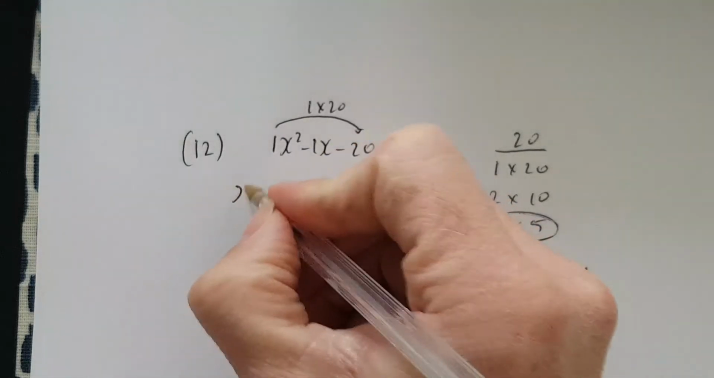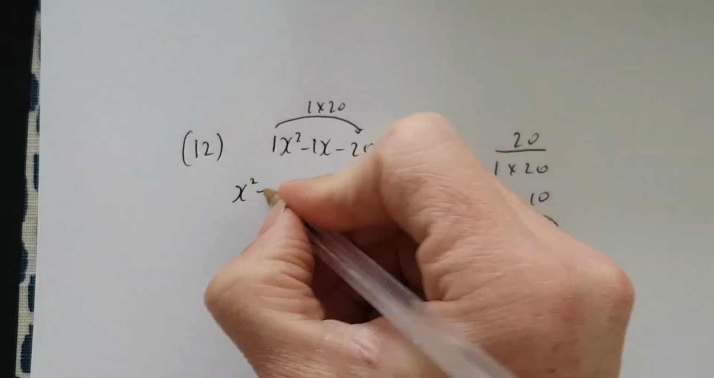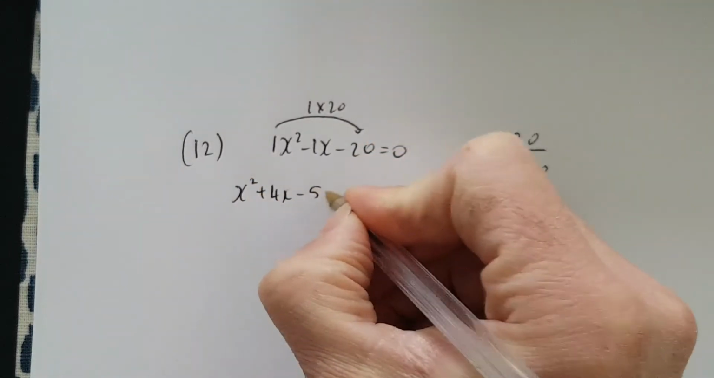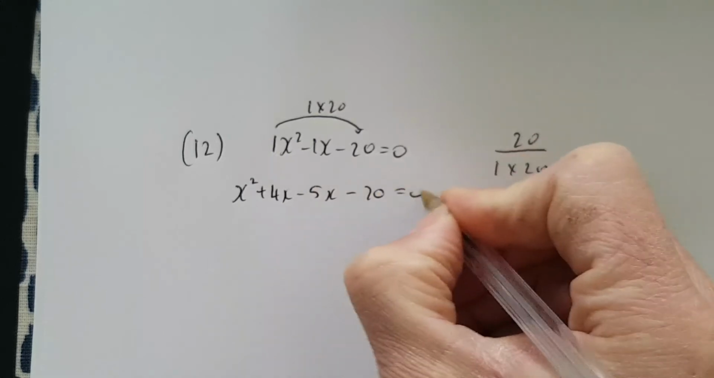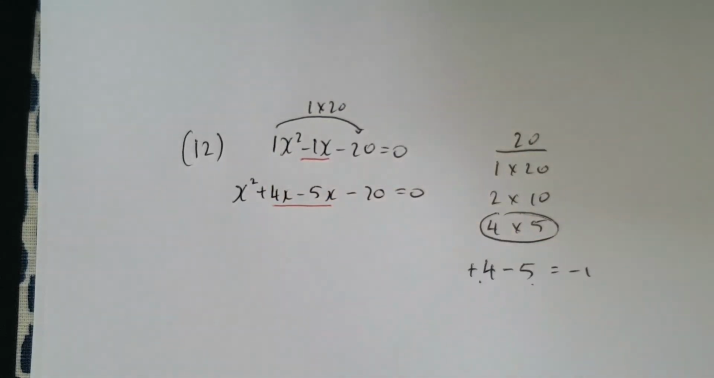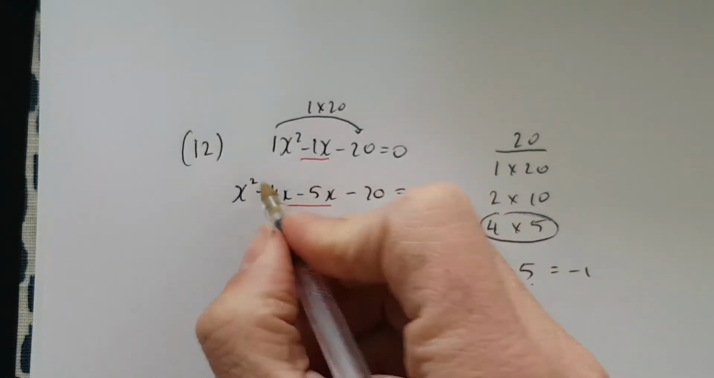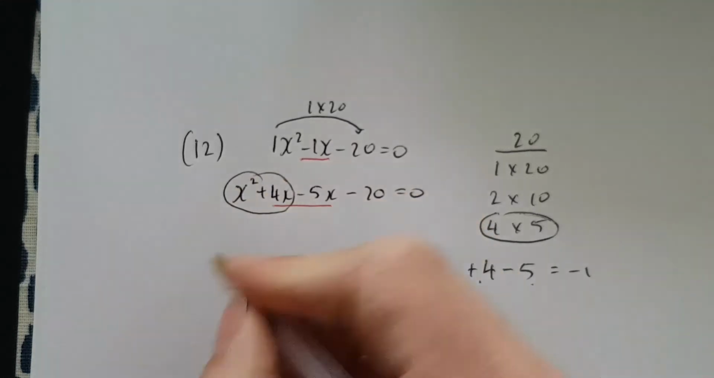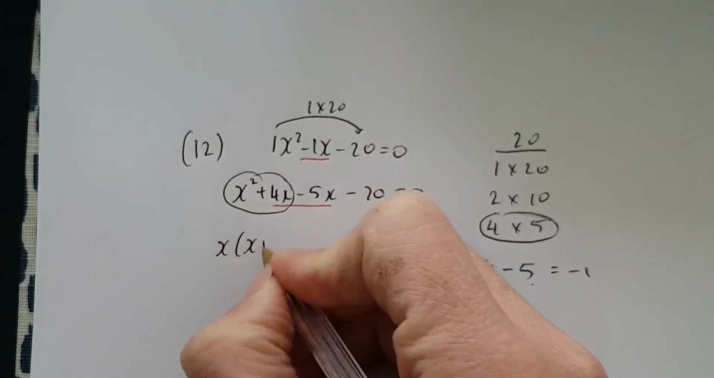So I'm going to rewrite my equation as x squared plus 4x minus 5x minus 20 is equal to 0. So again, you can see the minus 1x has just been rewritten now using 4x minus 5x. And now I'm going to look at the first two terms here, and I'm going to find the highest common factor, which is x outside of x plus 4.